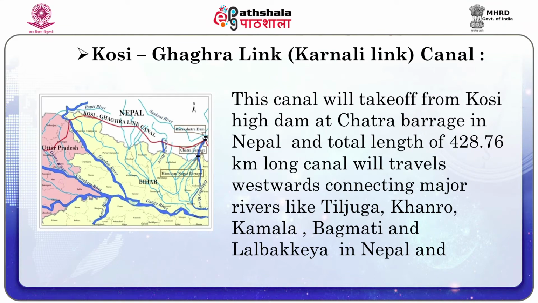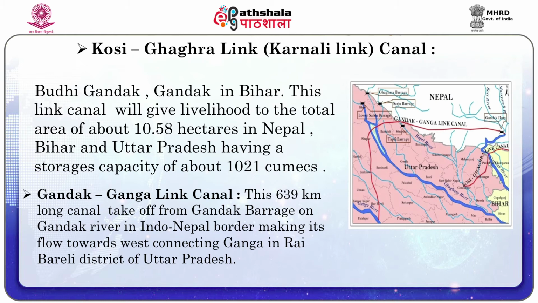Kosi-Ghagra Link, which we can also call the Karnali Link Canal. The Kosi-Ghagra Link Canal will take off from the Kosi High Dam at Chatra Barrage in Nepal. The 428.76 km long canal will travel westwards, connecting many rivers in Nepal and Bihar. This link canal will provide irrigation to a total area of about 10.58 lakh hectares in Nepal, Bihar and Uttar Pradesh, having a storage capacity of about 1,021 cubic meters.